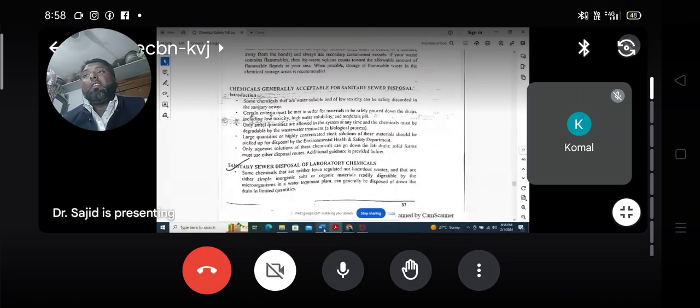Sanitary sewer disposal of laboratory chemicals: you can see that some chemicals that are water soluble and of low toxicity can be safely discarded in the sanitary sewer. Certain criteria must be met for materials to be safely poured down the drain. Only small quantities are allowed in the system. Sewer disposal मध्ये small quantity पाहिजे.